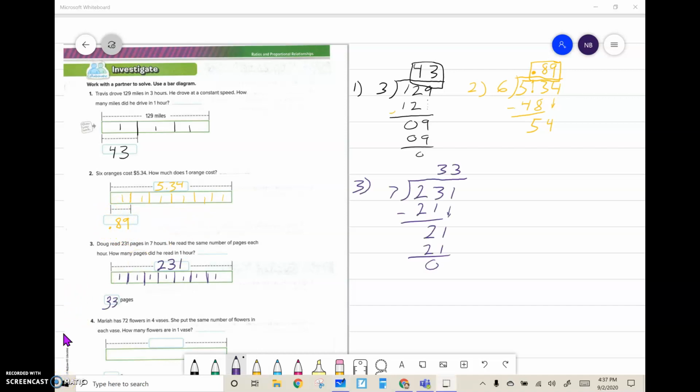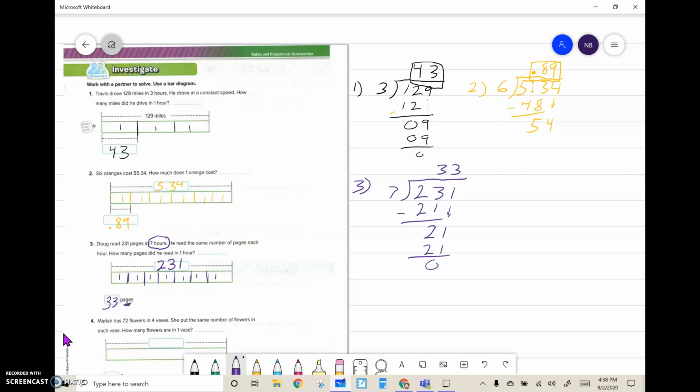Okay, moving forward to number 3. Again, if you need a chance to rewrite, just hit the pause button and you can write your solutions down if you need to fix any of yours. We rinse and repeat with number 3. We're going to break that bar down into 7 hours because we're looking at a total of 7 hours, and what they want to know is how many pages are being read in 1 hour.